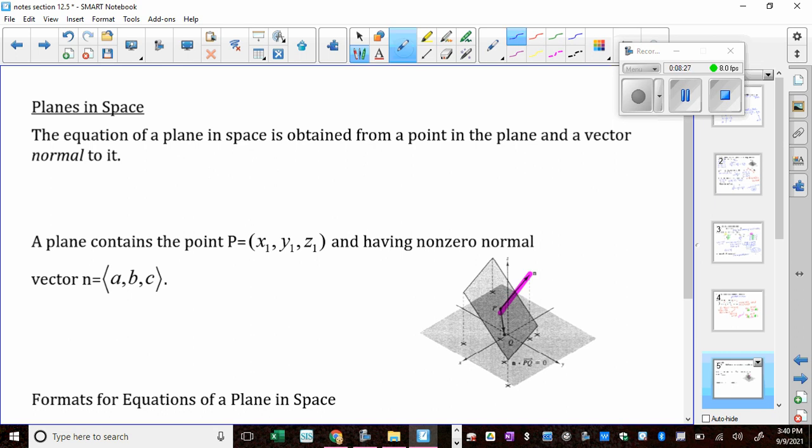So remember, the direction of a plane is its normal vector.